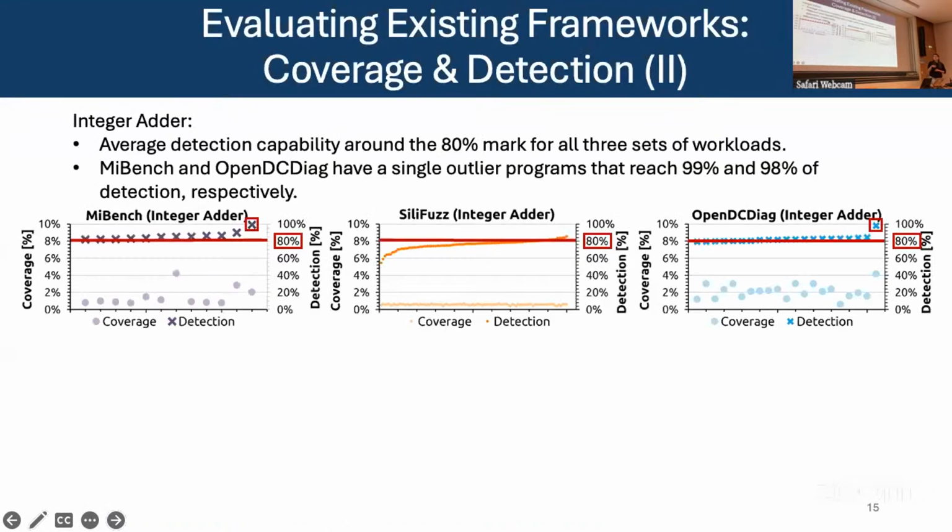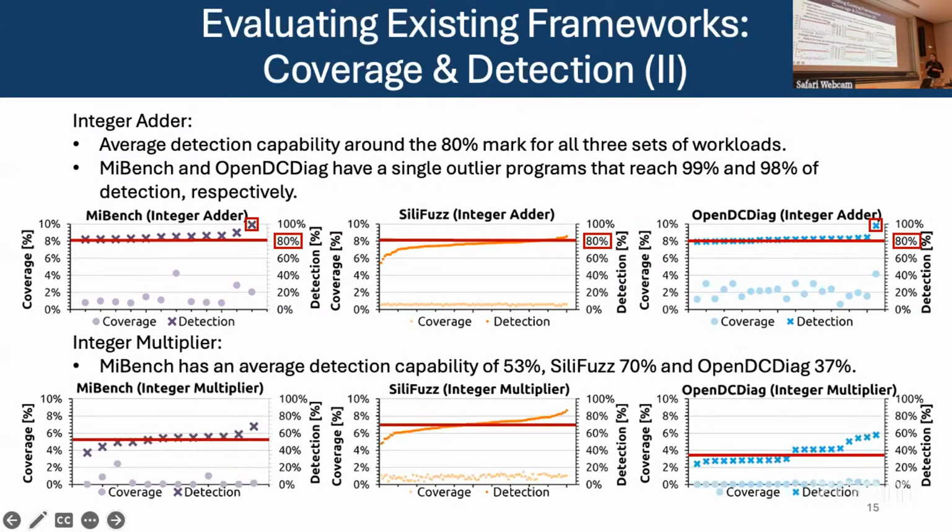So the first one is the integer adder. Here, detection capability is around 80% for all frameworks. And there are also single outliers for MeBench and OpenDCDAC that reach 99 and 98% of detection respectively.